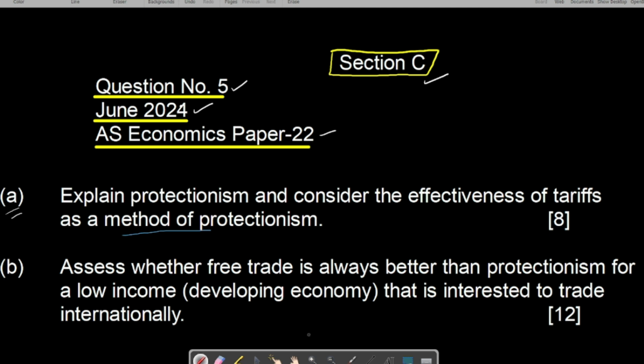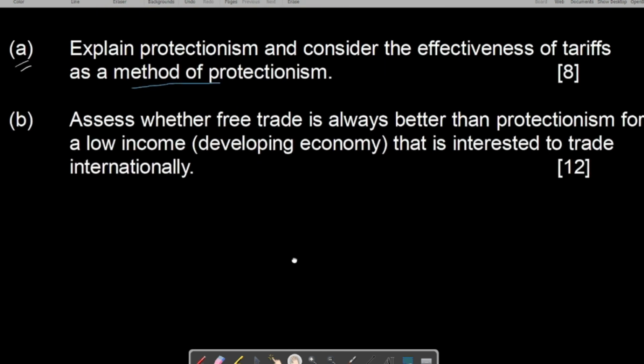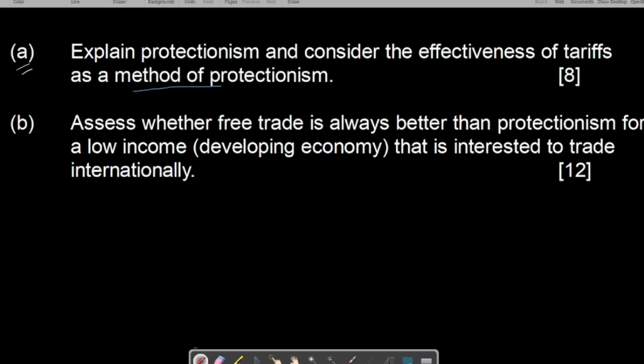Right, so I'll discuss these questions one by one. So first question first, and again you have to consider three assessment objectives: assessment objective 1, assessment objective 2, and assessment objective 3. Assessment objective 1 carries 3 marks, and 2 marks. Right, so assessment objective 1 is knowledge, assessment objective 2 is analysis, and assessment objective 3 is evaluation.